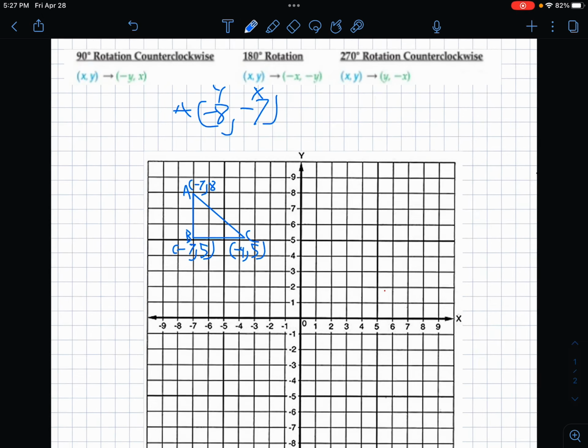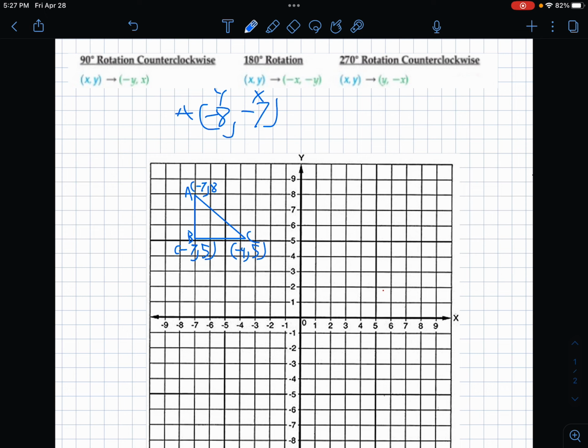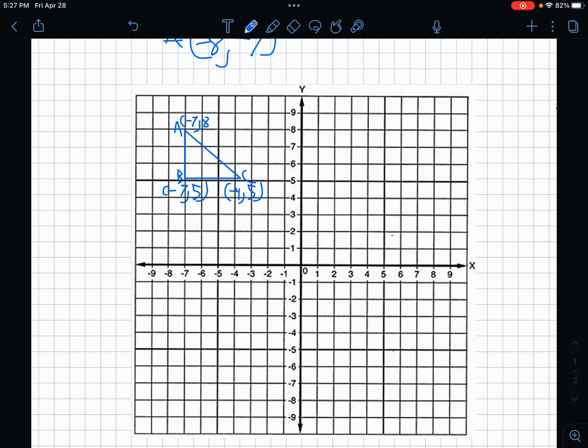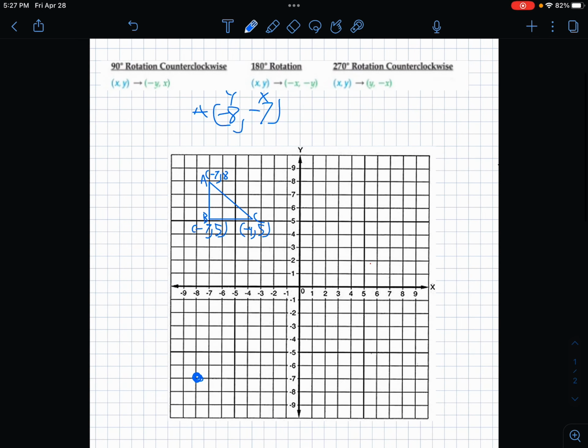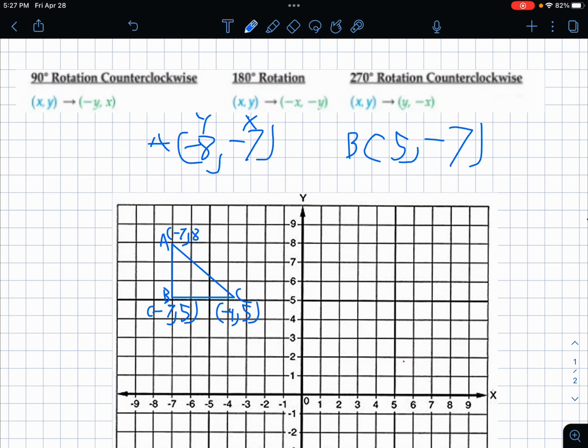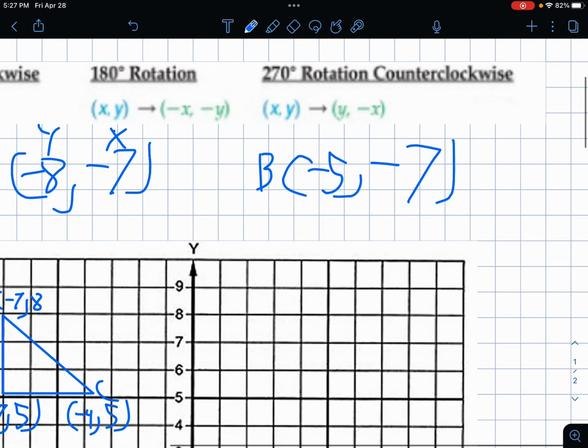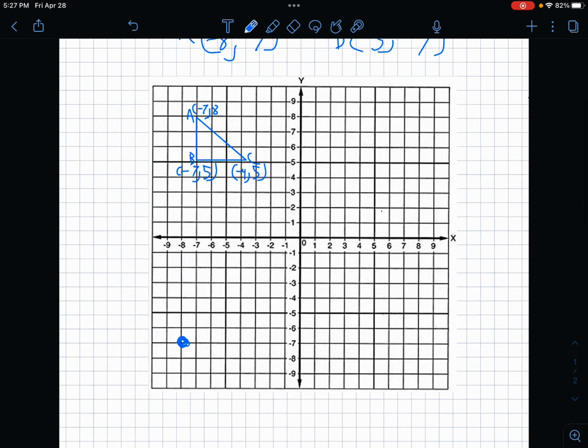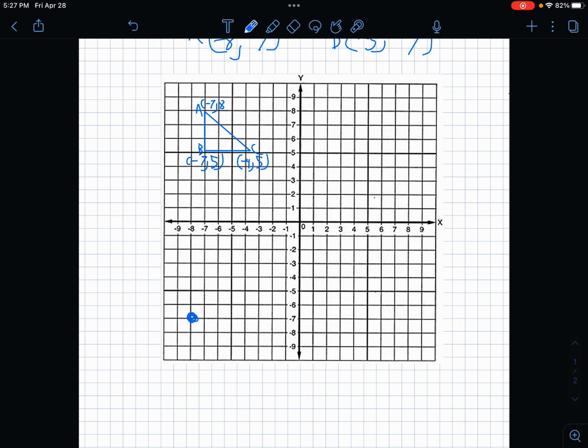Now, -8, -7. It's going to be right down here. Oh, let's go on to B where it says -7, 5. Now it's going to be 5, -7. And now we turn 5 into a negative, so now it's -5, -7. So -5, -7, right here.